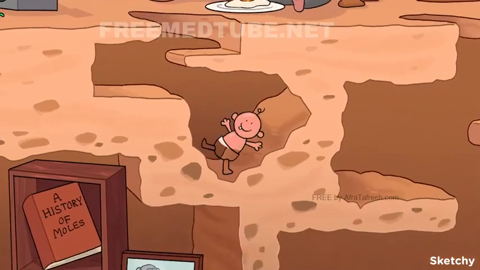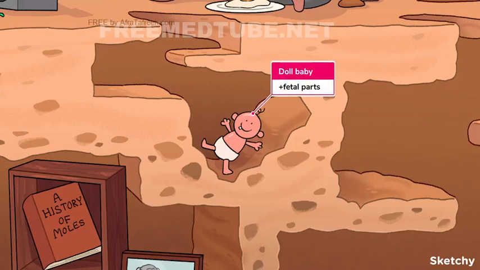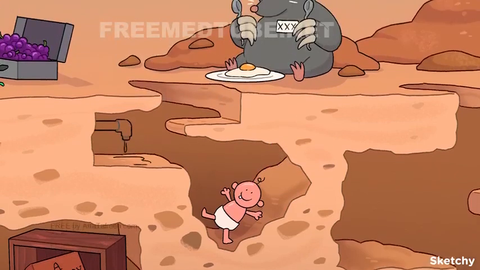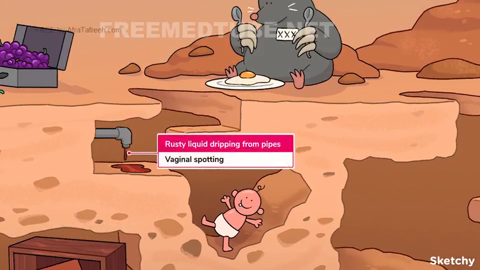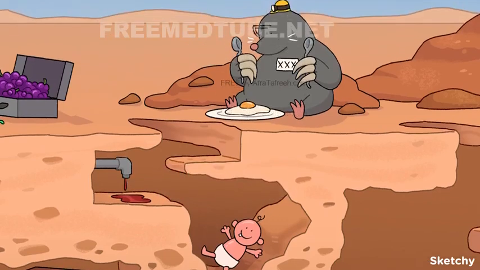Unlike complete moles, with incomplete moles, fetal parts may present on ultrasound, and in some cases, a heartbeat can be heard. We've drawn in a baby doll in the incomplete tunnel to remind you of this distinguishing finding. These pregnancies self-abort early on, and these patients often present with the signs and symptoms of an early pregnancy loss, such as vaginal bleeding, symbolized with this rusty liquid dripping from the pipes, and cramping.